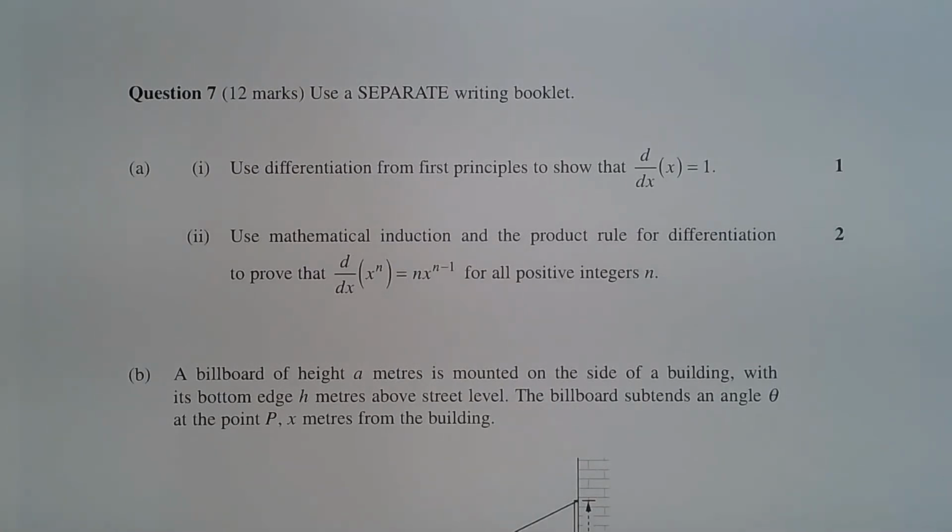Part 2. Use mathematical induction and the product rule for differentiation to prove that the first derivative of x to the power of n equals n times x to the power of n minus 1 for all positive integers n.